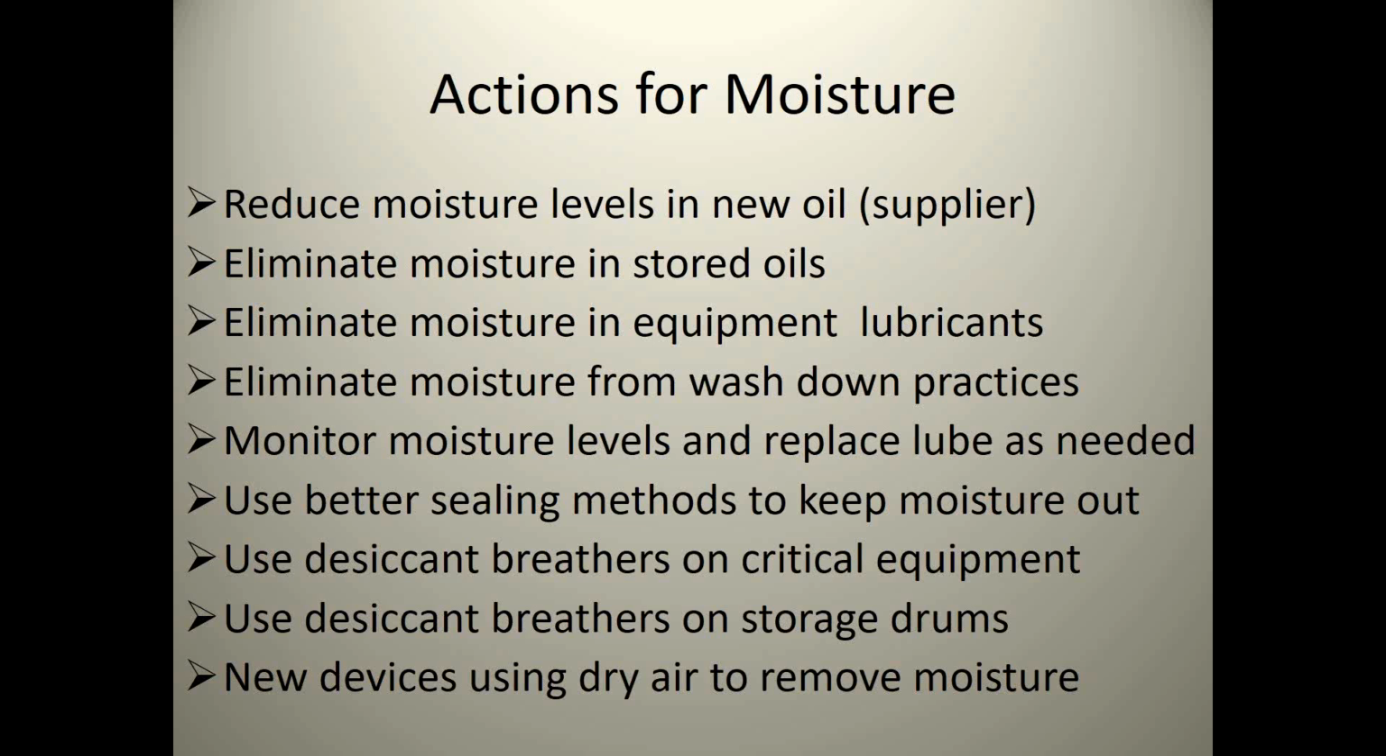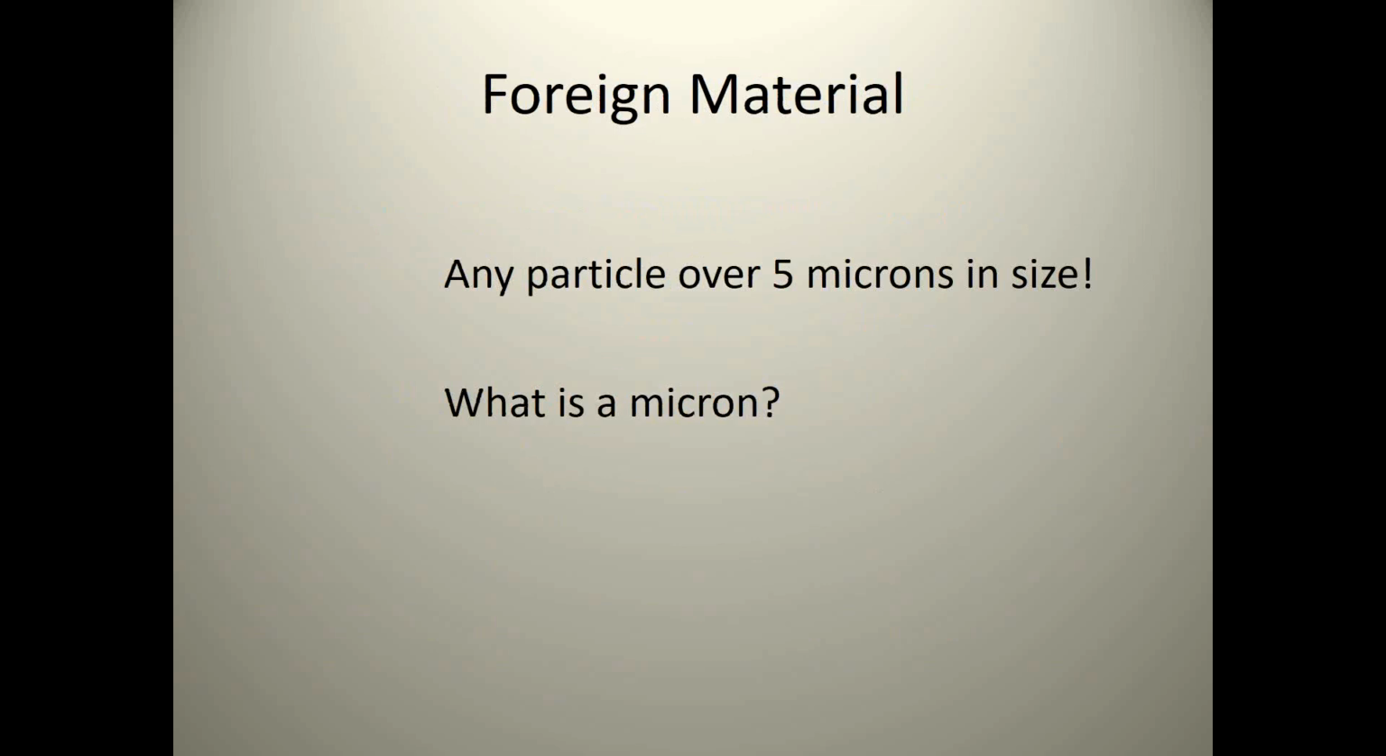On your storage drums, I mentioned this before, people have storage drums in lube rooms. I've seen storage drums on the floor. These are good applications on the small port of that drum to have a desiccant breather on there. And we talked about all these devices we can use with dry air that will help remove the moisture. The moisture will actually go to the dry air to be taken off.